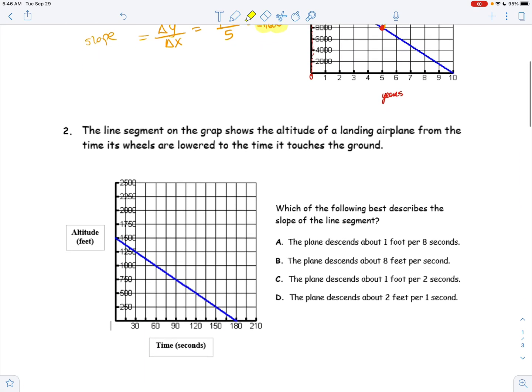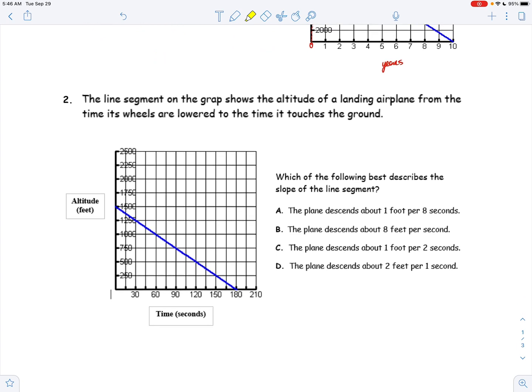All right. It says the line segment on the graph shows the altitude of a landing airplane from the time its wheels are lowered to the time it touches the ground. All right. So our y-axis is altitude while our x-axis is time. And it appears that the wheels are initially lowered when the plane is 1,500 feet in the air. It says, which of the following best describes the slope, keyword slope, of the line segment?